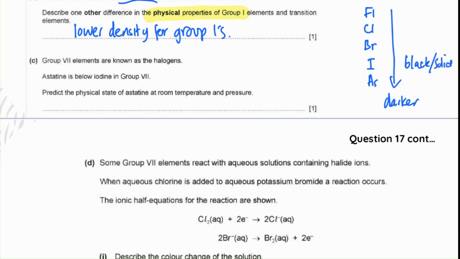So definitely the physical state of astatine is going to be a solid. You can't get any more solid than a solid because they get darker and more solid. So it is definitely going to be a solid.